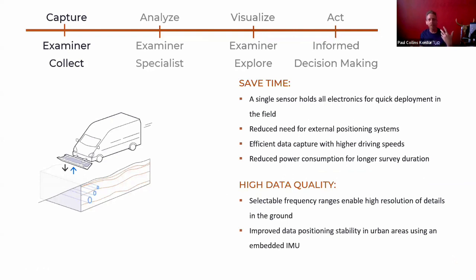Since we have everything in one unit these days, it's very quick to deploy. We have less need for external positioning systems since we have the embedded RTK GPS, and we have an IMU inside the box. You can collect data quickly because we have high driving speed, and we also reduce the power consumption, so you have longer survey duration. Typically, people power the units from the vehicle itself.